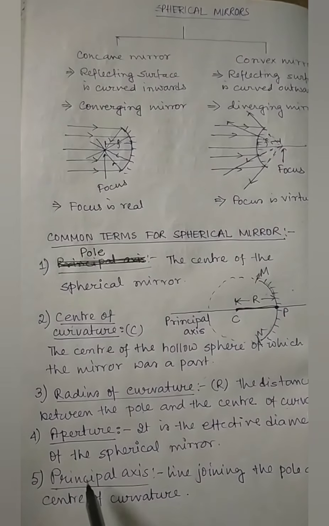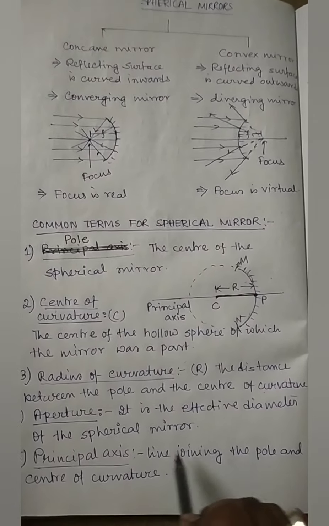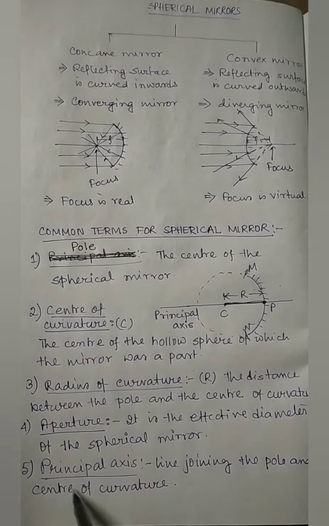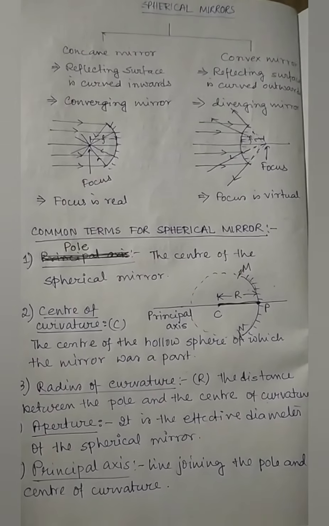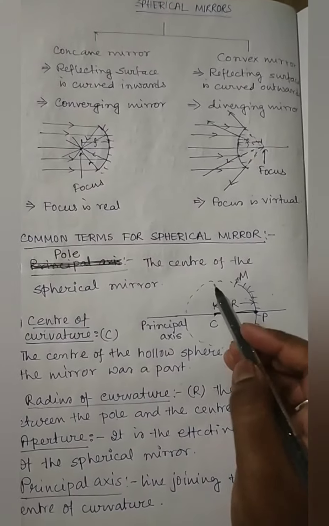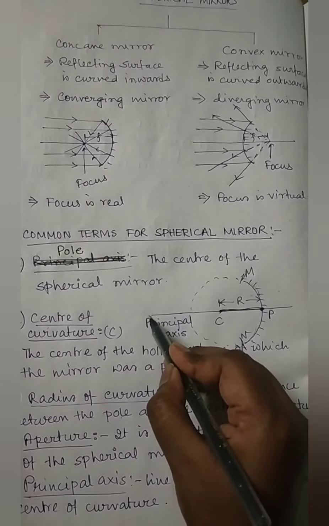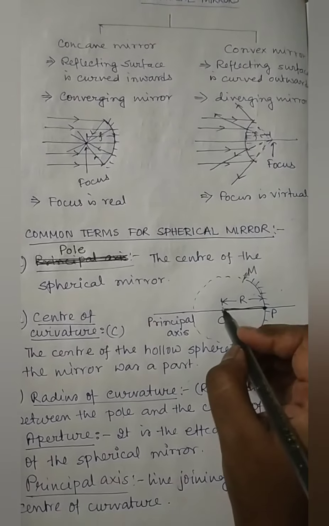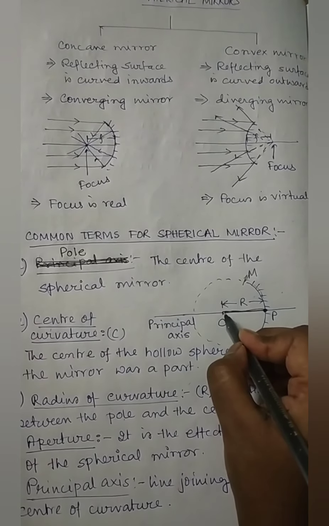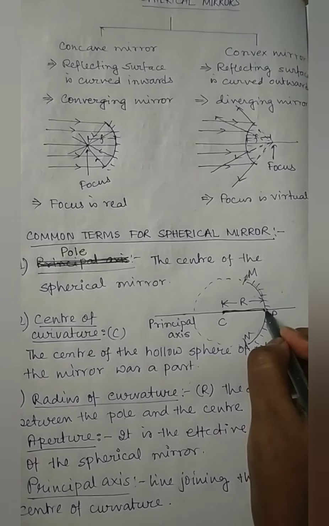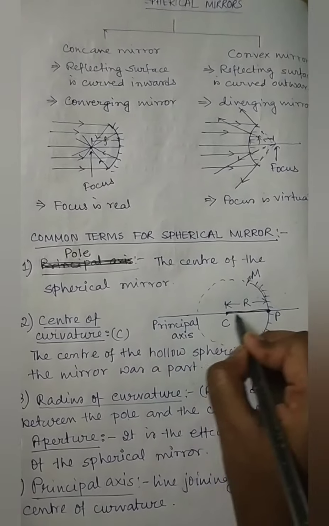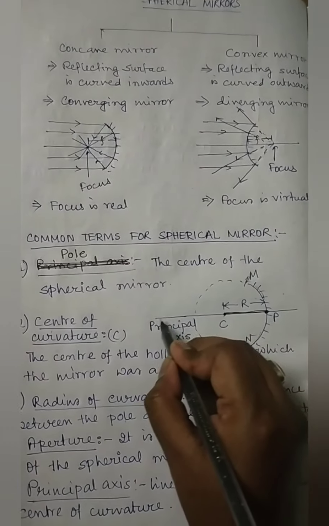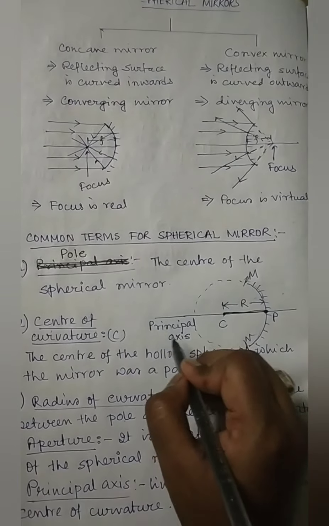Next, number 5 is principal axis. The line joining the pole and the center of curvature is called the principal axis. Now, if we draw a line and we extrapolate the line, extrapolate means we increase the line. If we draw a line connecting the center of curvature and the pole, and we extend the line in both the sides, then this line is called the principal axis.